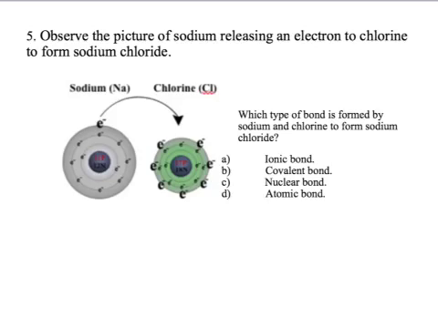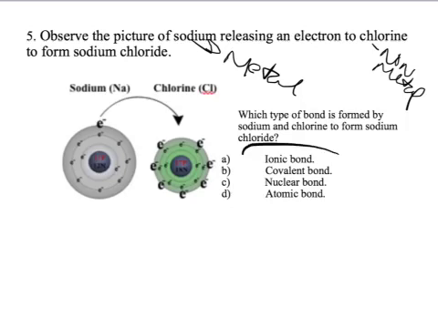Observe the picture of sodium releasing electrons to chlorine to form sodium chloride. So first off, what type of elements are these? That's the first thing you should do. So that's a metal. This is a nonmetal. The only type of bonding that occurs between a metal and a nonmetal is an ionic bond. Okay? An ionic bond. So that should make the answer really clear now, right? Which type of bond is formed by sodium and chlorine to form sodium chloride? It's an ionic bond. It can't be covalent, that'd be 2 nonmetals. Nuclear bond, no. And atomic bond, no. Okay?